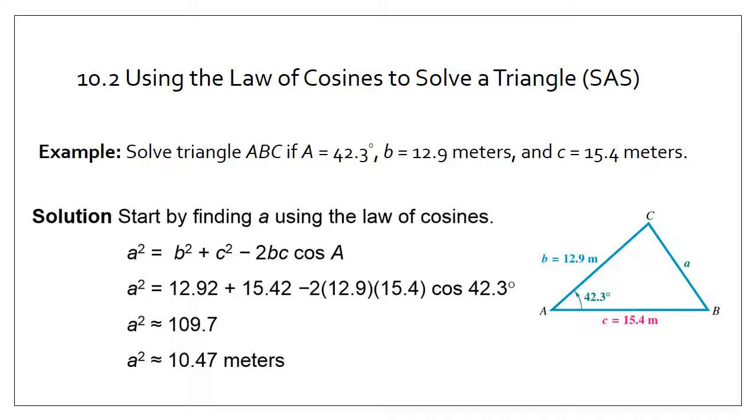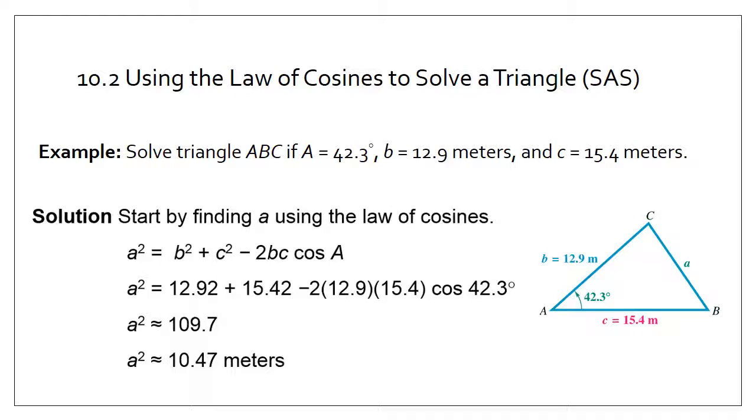Okay, using the law of cosines, we're going to find a first because we know side b, side c, and angle A. We can find side a fairly easily. So we'll put the numbers into the formula, and we get that a squared is about 109.7, which means a, that square shouldn't be there, is 10.47 meters. So we have side a now.